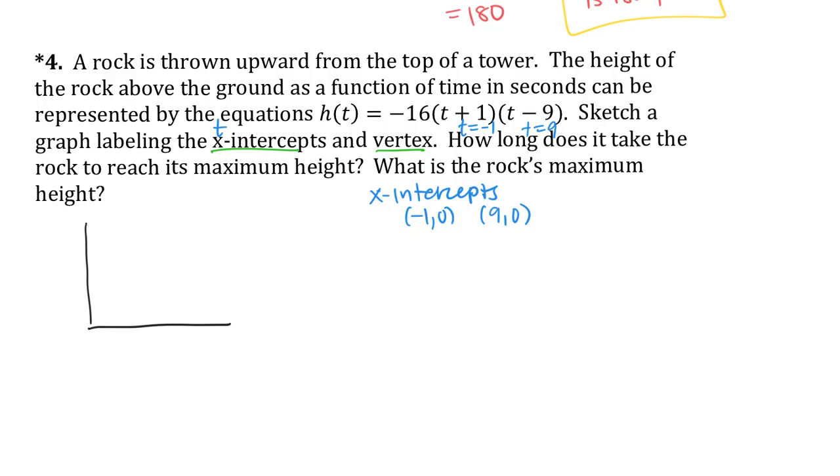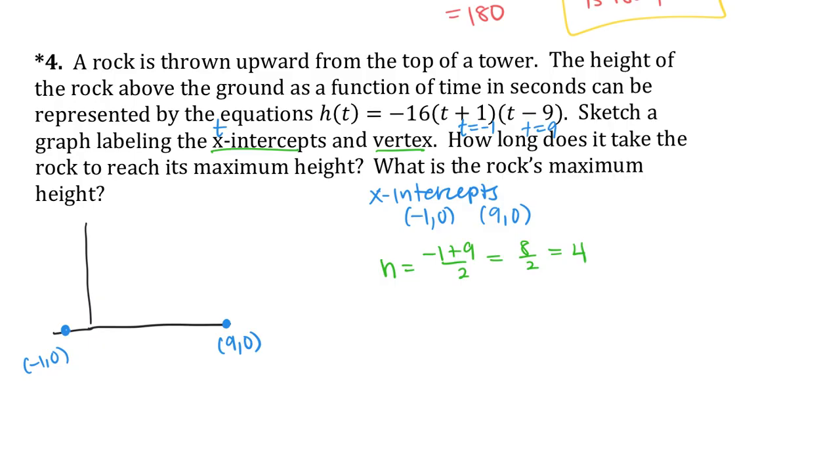Oh, let me make my graph a little bit longer. Okay, I'm going to label negative 1, 0, and I'm estimating, so I'm just going to label them. If I had a grid, I would just use the grid. Now I need the vertex. How do I find the vertex with factored form? I need to find the middle of the two. So I'm going to do negative 1 plus 9 divided by 2. 8 divided by 2 is 4. And this is the x's, which is the t.